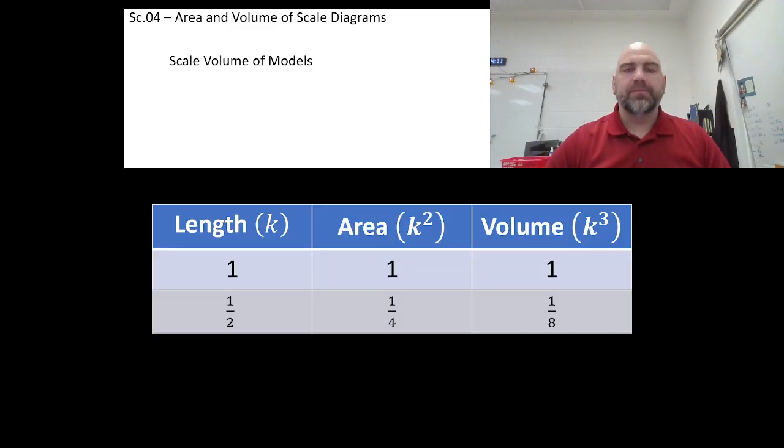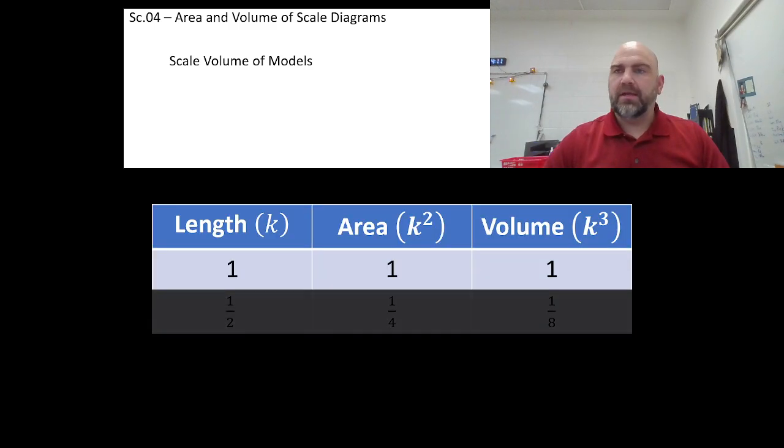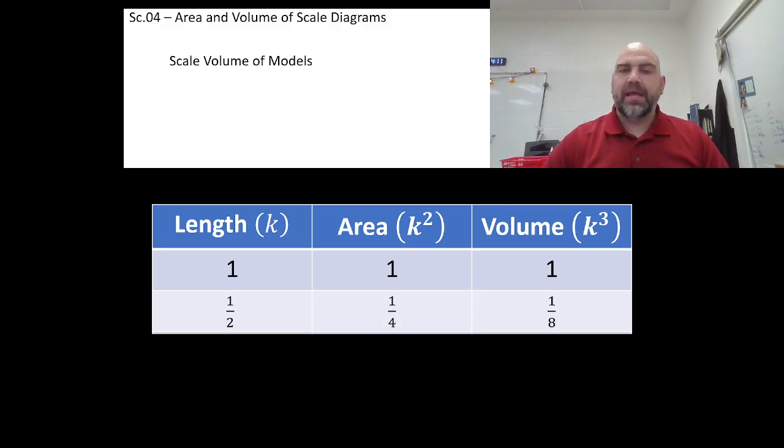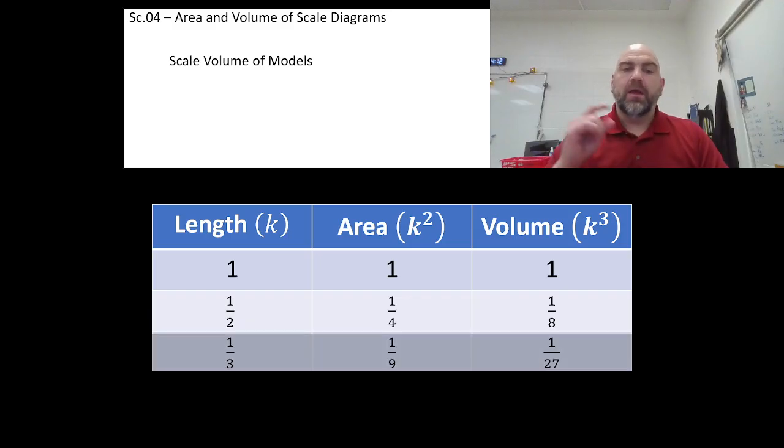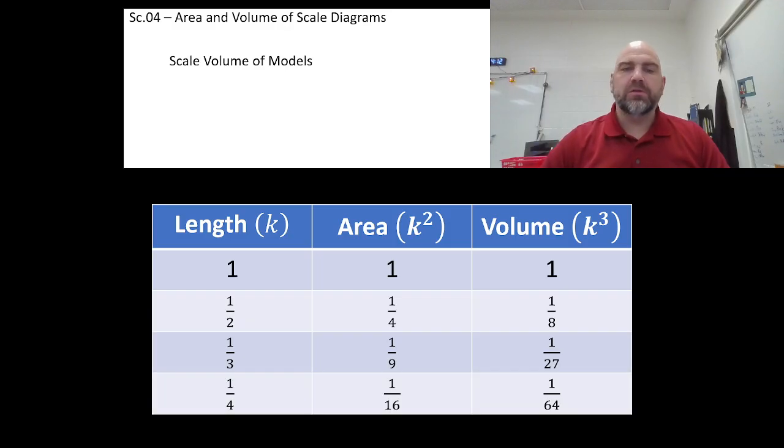Now let's go the other way. If we have half the length, we have a quarter of the area and an eighth of the volume. So if we start making it smaller, our volume gets really, really small very quickly. A third of the length gives 1/9 the area and 1/27 the volume. And a quarter of the length gives 1/16 the area and 1/64 of the volume.